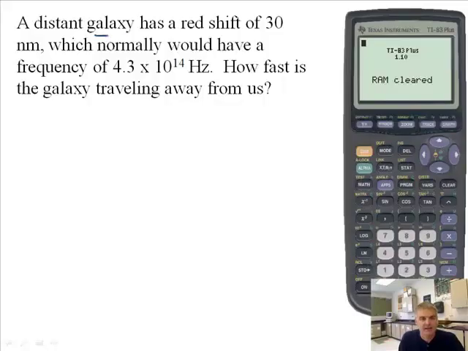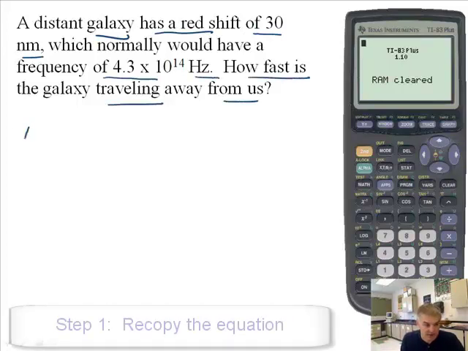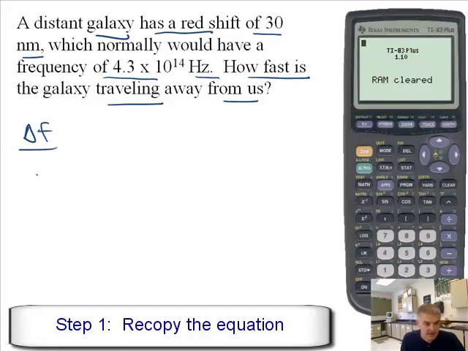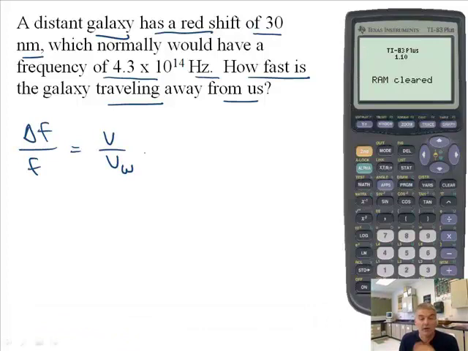Okay, a distant galaxy has a redshift of 30 nanometers, which normally would have a frequency of this many hertz. How fast is the galaxy traveling away from us? Remember the equation. Start step 1: delta F over F is equal to V over VW. And so what I want to do is figure out what the answers are.